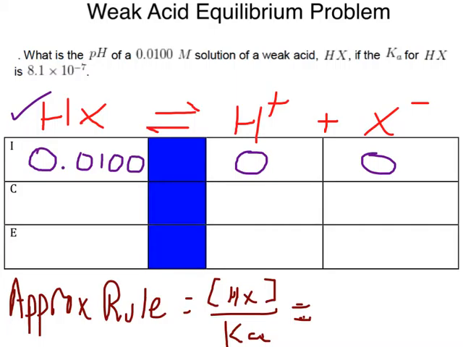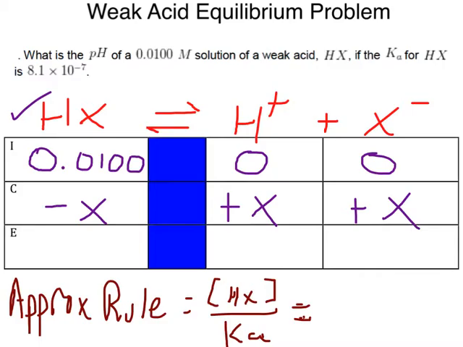The initial concentration of the acid is going to go down by some factor, minus X, and the initial concentrations of the H plus and X minus are going to increase by some factor, plus X. In this case, the coefficient of X is 1. And the reason for that is because for every 1 mole of HX, I get 1 mole of H plus and 1 mole of X minus. Remember, the coefficients of the actual chemicals in the reaction are going to give us the coefficients of X in the ice table. And in this case, they're all 1.